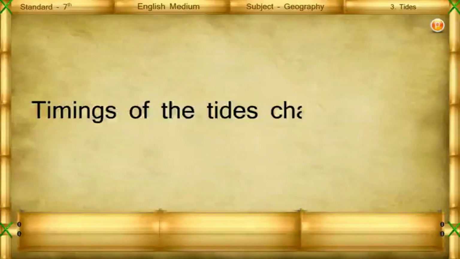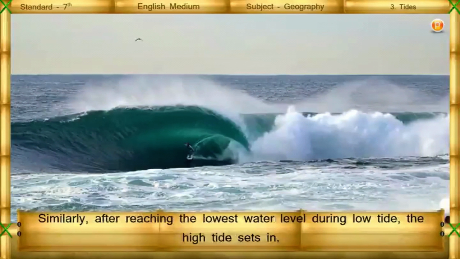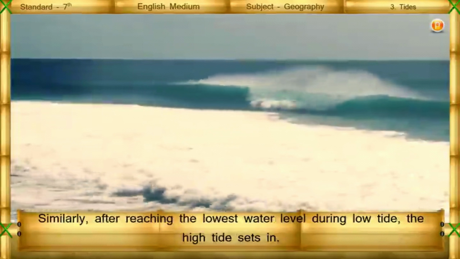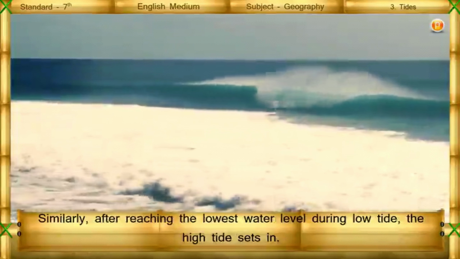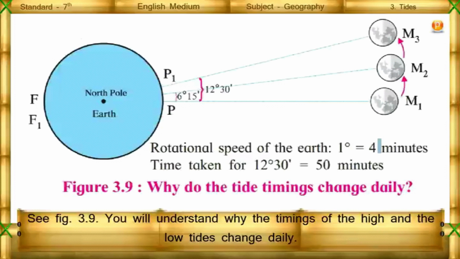Timings of the tides change daily. The tides are continuously occurring phenomena. After reaching the maximum water level during high tide, the low tide sets in. Similarly, after reaching the lowest water level during low tide, the high tide sets in. Remember that in the following discussion, the highest limit of the high tide is mentioned. See figure 3.9. You will understand why the timings of the high and the low tides change daily.